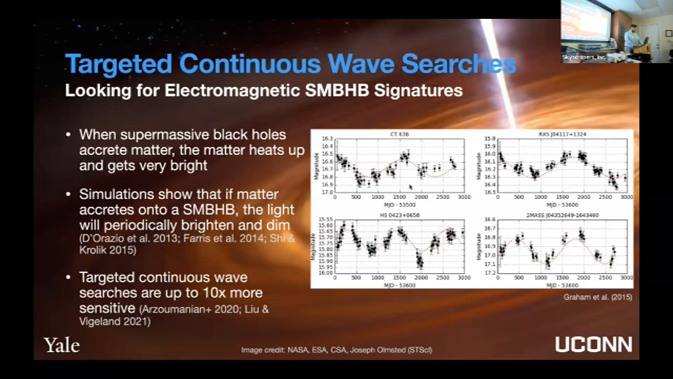These are showing, as a function of time on the horizontal axis, how bright each of these quasars is on the vertical axis. And we can see that it looks fairly periodic. It seems like there's a sinusoidal variation that happens regularly. And it turns out that our simulations say this could be associated with a supermassive black hole binary.